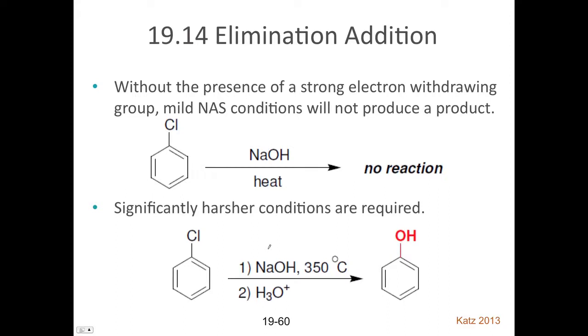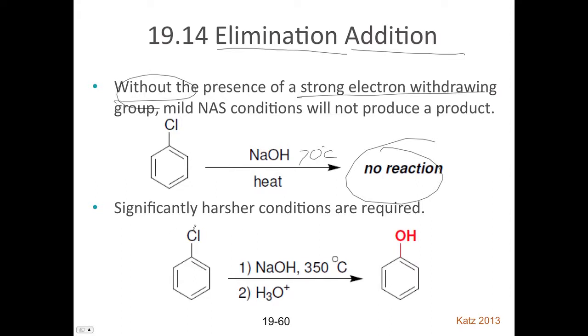All right. Without the presence of a strong electron withdrawing group here, this is now a different topic, elimination addition. We're almost done. Just hold on. Then you can go back to looking on the YouTubes for something else that's a little bit more titillating. Without the presence of electron withdrawing groups here, you have no such luck. So NaOH at 70 degrees, for example, like you did before, does nothing at all.